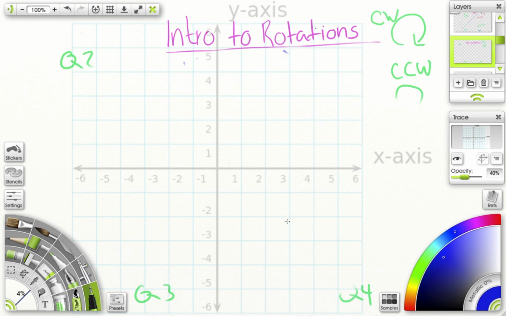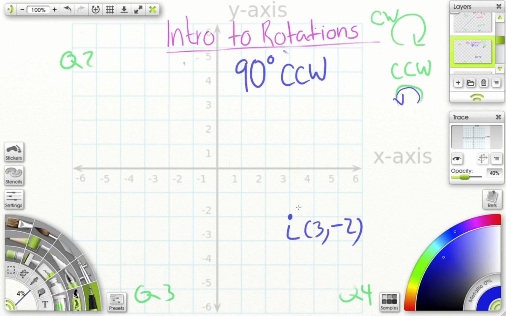All right, let's do one more. We're going to do 3, -2, and that's going to be called point L. So L is 3, -2. It's going to tell me to do a 90 degree rotation counterclockwise. So which way am I going counterclockwise? I'm going in this direction. So it's going to end up somewhere over here. I know it has to end up in this point here. So L prime has to be over here.